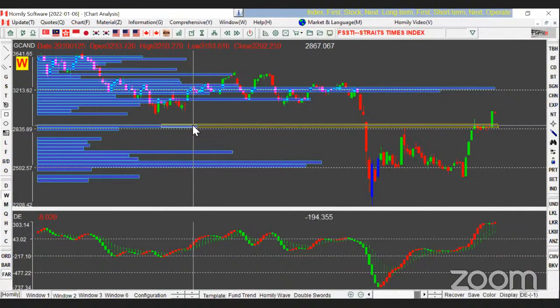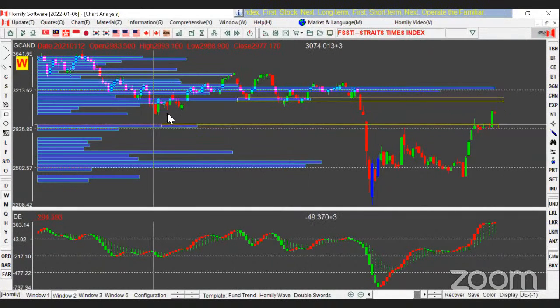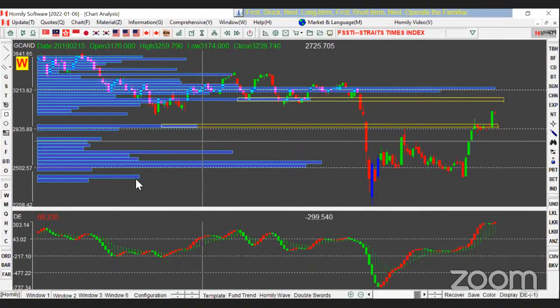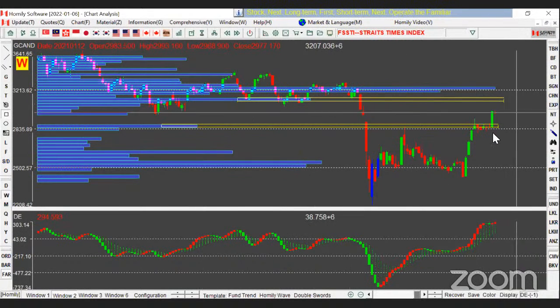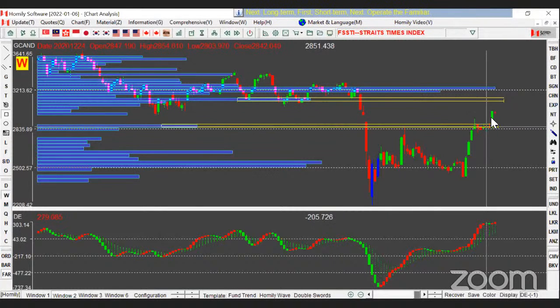Why? Because the space between this bar and this bar is empty, right? This is empty space here. No resistance. That's the reason why our STI can be so strong this past week. And we see clearly when the price, let's say, continues rising to touch this level around 3,100, there would be some sort of strong resistance.